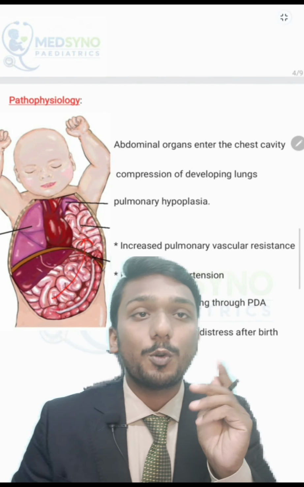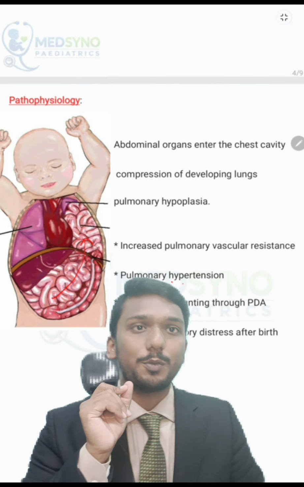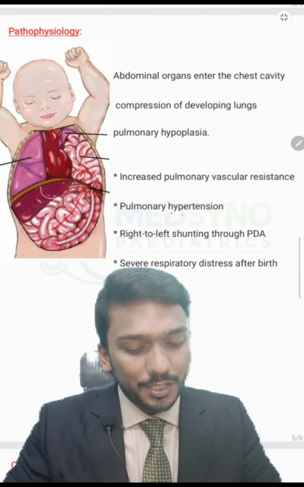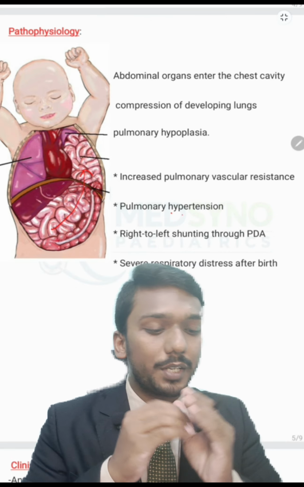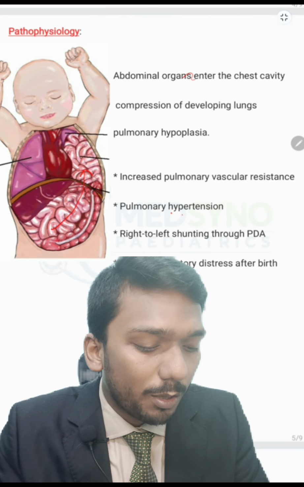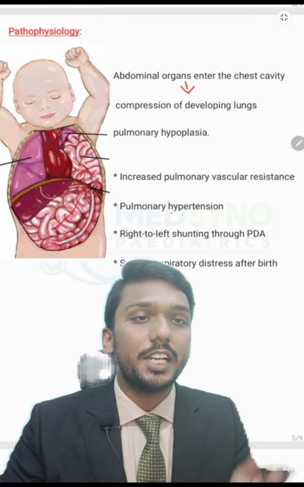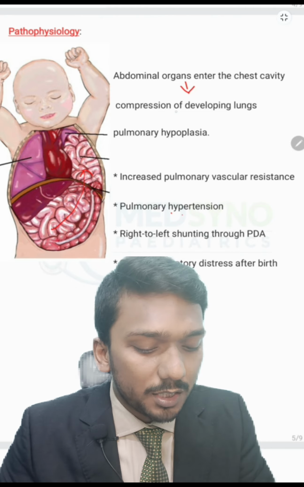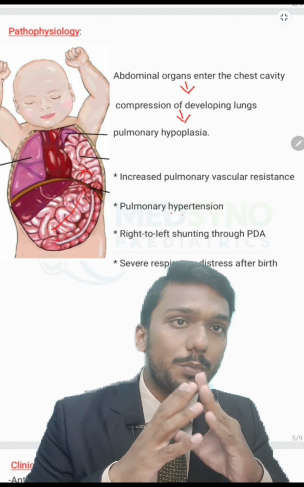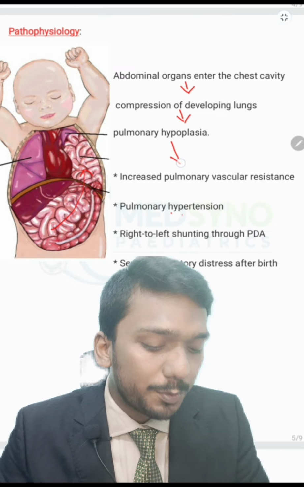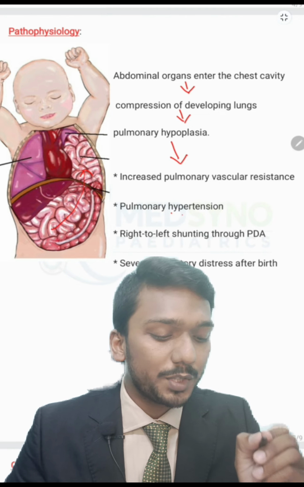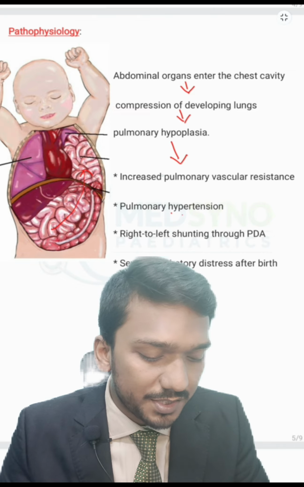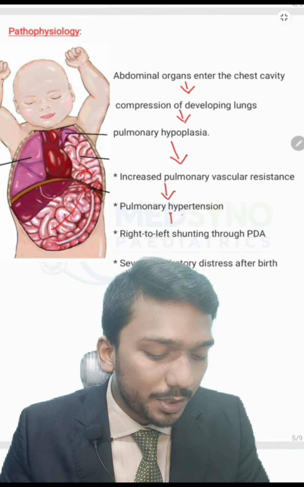Now we have to know the pathophysiology behind it, one of the most important ones. Here, as you can see in the image, intestinal bowel loops are entering into the thoracic cavity. So abdominal organs enter the chest cavity. That leads to compression of the lung tissue. Compression of the lung tissue will lead to pulmonary hypoplasia. Pulmonary hypoplasia will lead to an increase in the pulmonary vascular resistance. That leads to pulmonary hypertension.